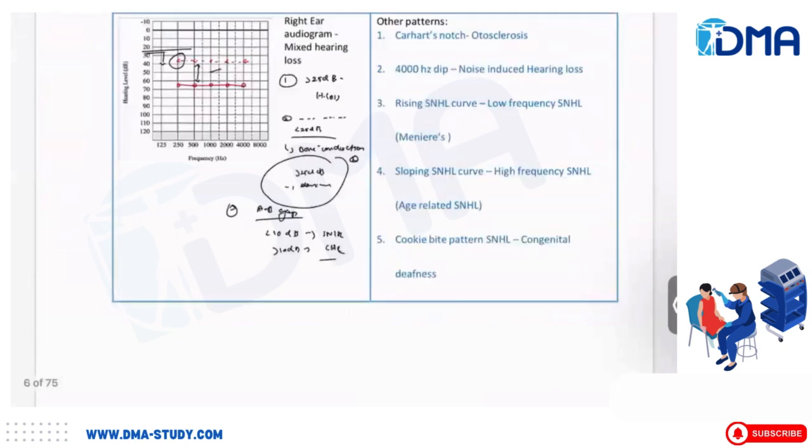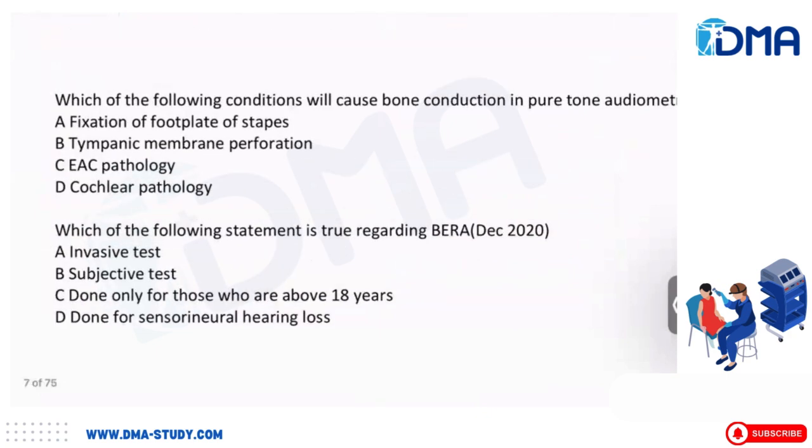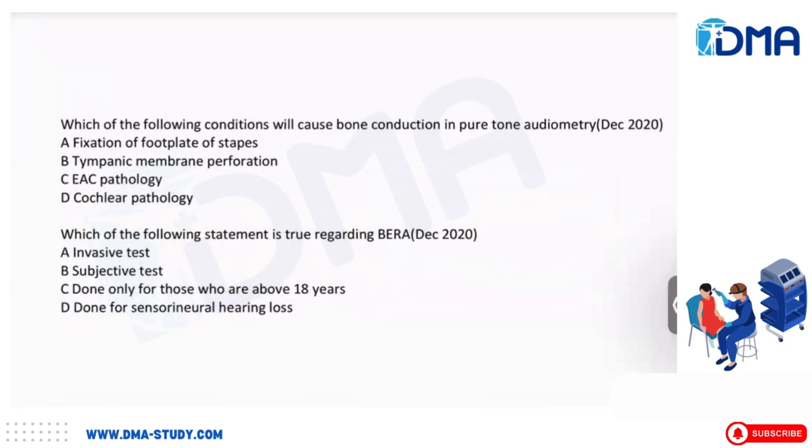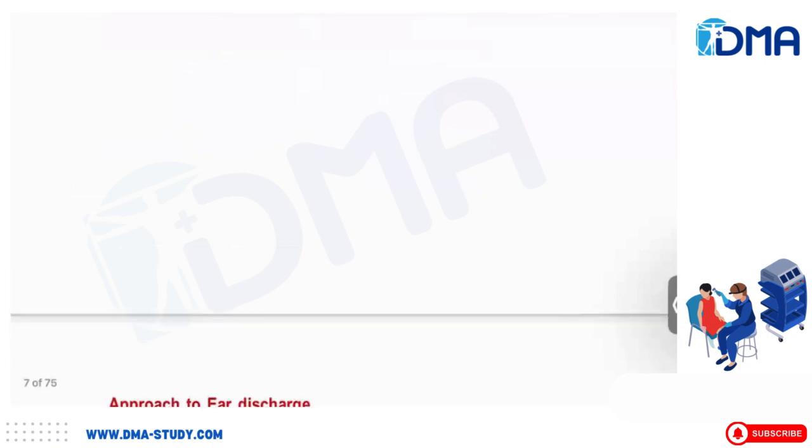Yes, you got it right. Now we will look into the question. The TM perforation and ossicular pathology are all middle ear or external ear pathology. The only inner ear pathology is cochlear pathology. You all answered it correctly. Thank you so much for answering. This question we will solve once we finish here. We'll come back again.